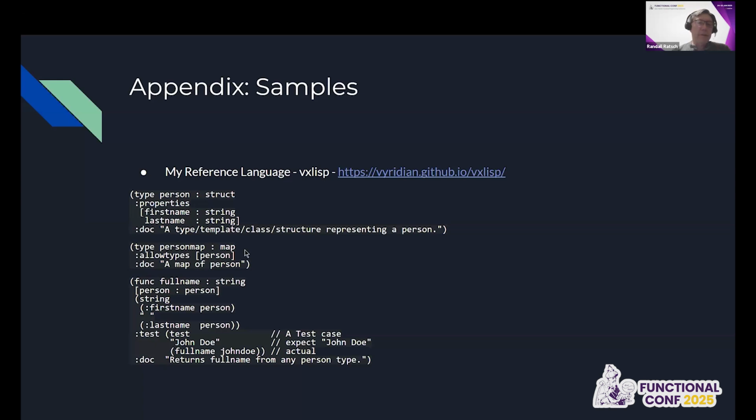Down below, I have a type, which is a person map, a map type, which allows person. The types can be multiple, so I could add as many as I want to. I have a function, which is full name. In this case, I'm using parts of this. You'll also notice that I have a test case built into the code. I write test cases within the function itself so that if I copy and paste out of that function, I'm also copying and pasting the test suite along with it.